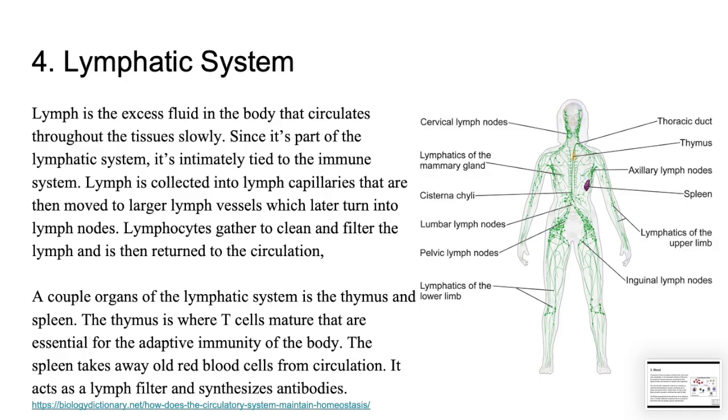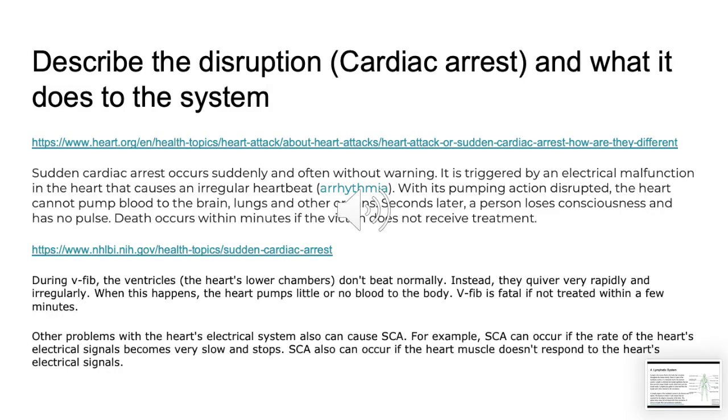A couple of organs of the lymphatic system are the thymus and spleen. The thymus is where T cells mature that are essential for the adaptive immunity of the body. The spleen takes away old red blood cells from circulation. It acts as a lymph filter and synthesizes antibodies. If the heart's electrical system malfunctions, it makes it impossible to pump blood to the brain and other vital organs, and this can lead to a quick death if not treated immediately.